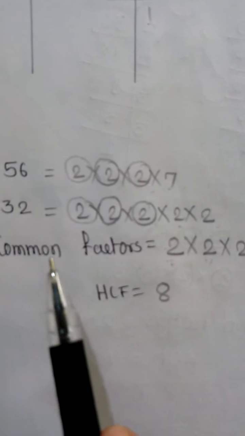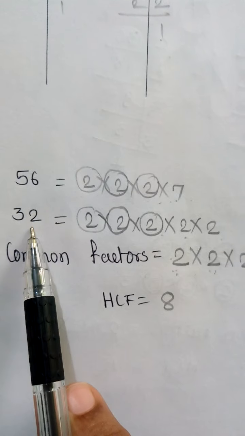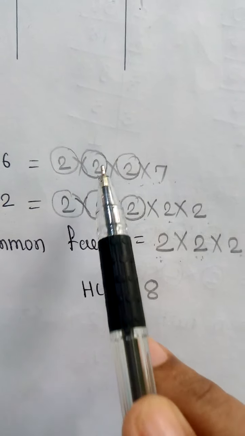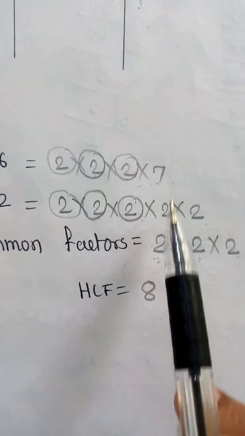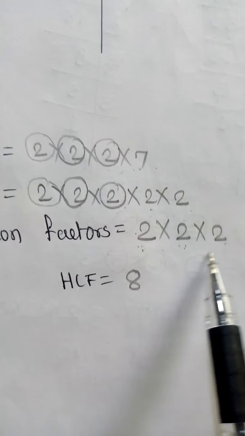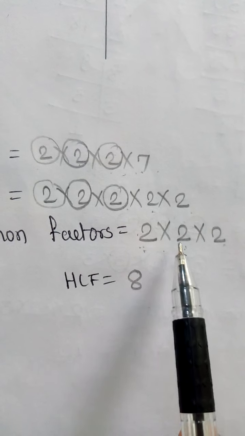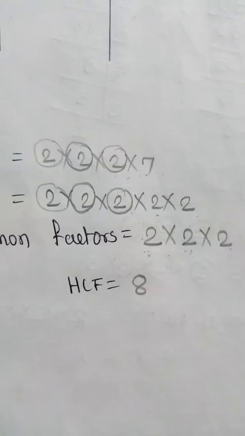See here, the factors of 56 are 2 into 2 into 2 into 7 and the factors of 32 are 2 into 2 into 2 into 2 into 2. So find the common ones. First 2 is common, second 2 is common, third 2 is common. Here 7, but here 7 is not there. So the common factors are 2 into 2 into 2. And so the HCF is the multiplication of these factors. 2 2s are 4, 4 2s are 8.